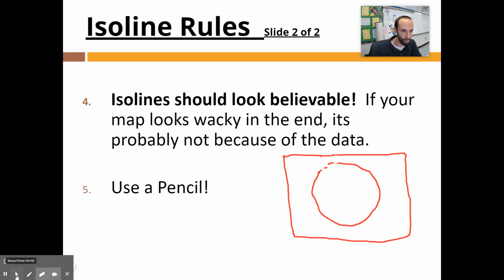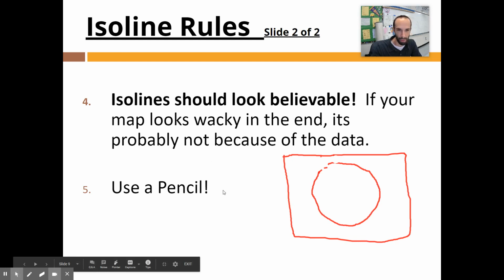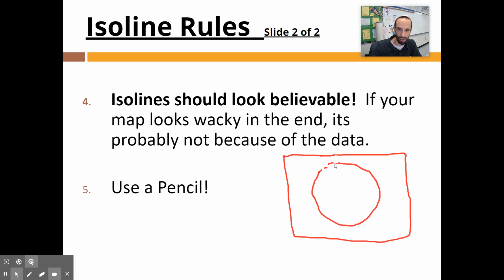Okay, rule number 5. I said there were 6 rules. There's 5 rules. Rule number 5: use a pencil. I probably should have made that rule number 1. You're gonna mess up. I guarantee it. It's something that everybody does, including myself. And so use a pencil so you can erase your mistakes and make it look better. Okay, so those are the rules of isolining.